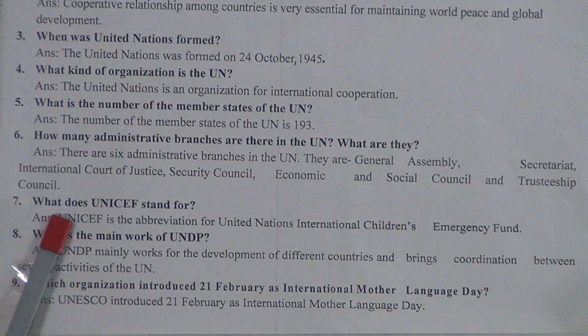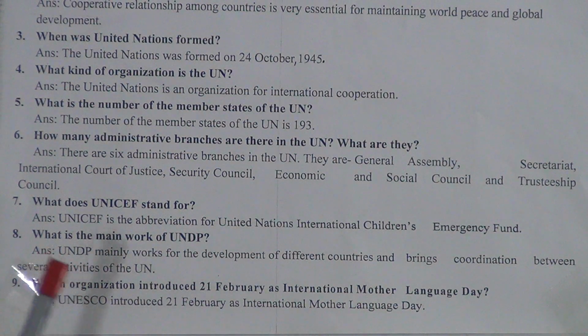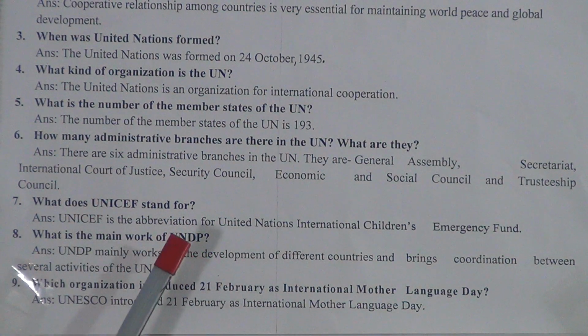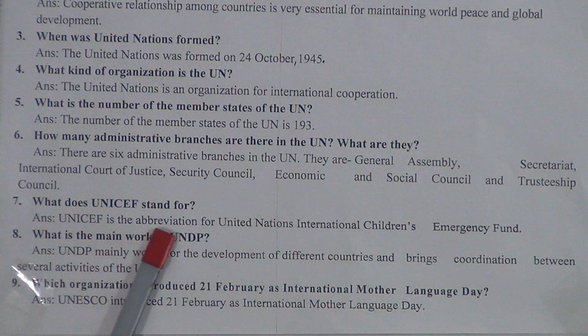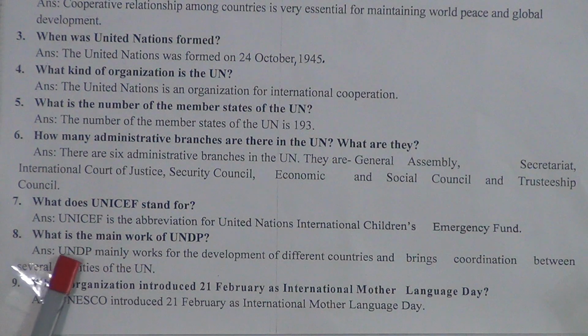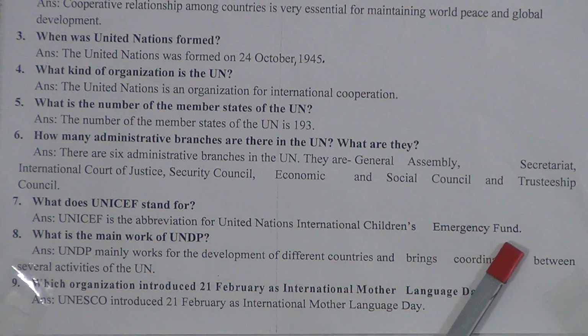Now number 7, what does UNICEF stand for? What does UNICEF stand for? We all know that this is the abbreviation of what? United Nations International Children's Emergency Fund. And the answer is UNICEF is the abbreviation for, or you can also write here, UNICEF stands for United Nations International Children's Emergency Fund.